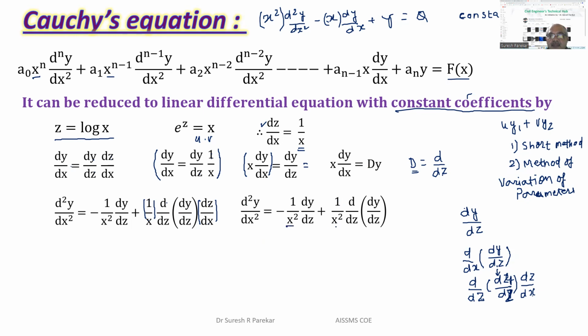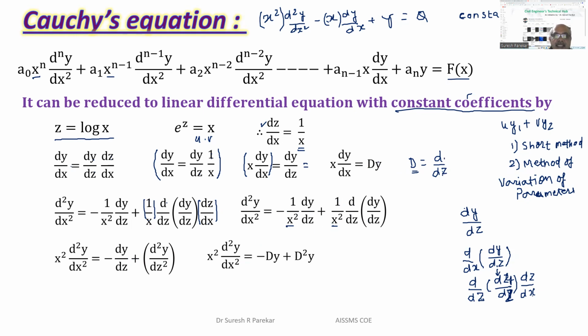Now in both terms we have 1 upon x square, we will take on this side, and from this we will get x square d2y by dx square. So in first it becomes minus dy by dz, plus in second term we have d2y by dz square. Now dy by dz we can write as D y. So we will have minus Dy, and d2y by dz square is D square y. Now from this we can take D common, and we will get D in bracket D minus 1 y. So x square d2y by dx square can be replaced by D into D minus 1 into y.